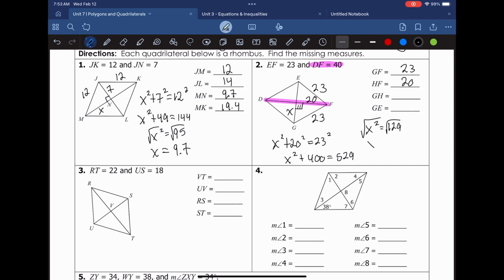Then take your square root. This should be about 11 something. The square root of 129 is 11.4. And now that you have this piece of your diagonal, the whole diagonal is just 2 of those. So it's going to be 22.8.